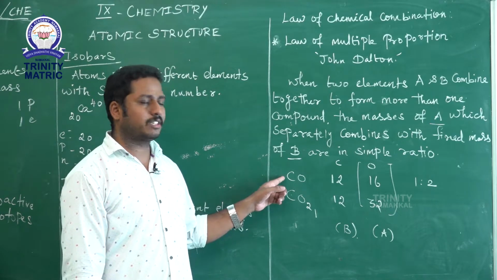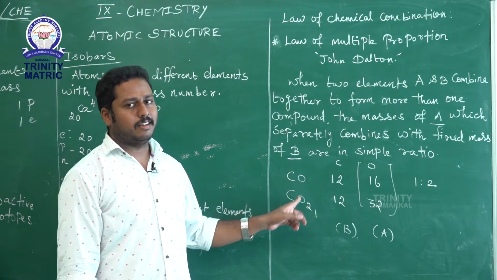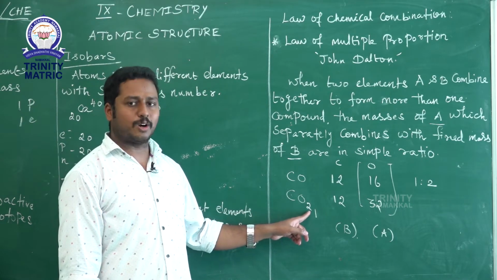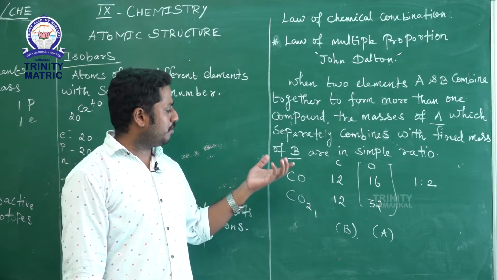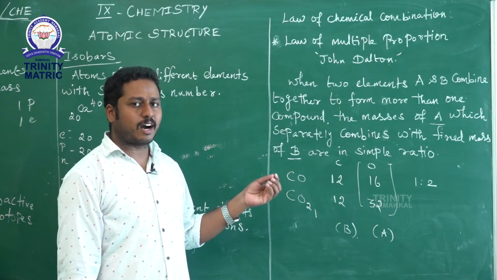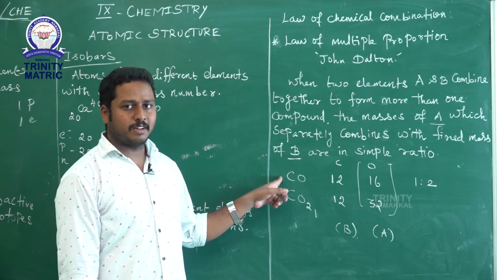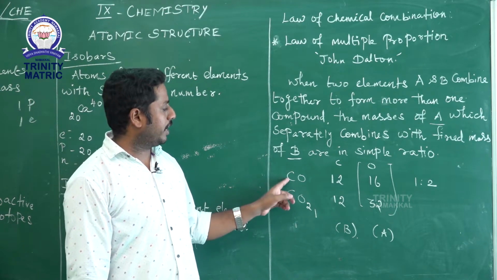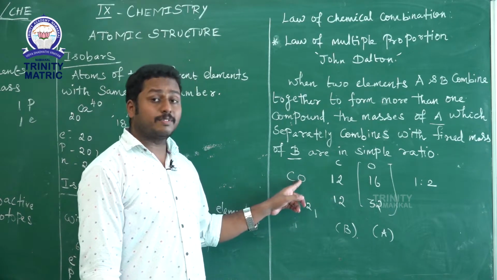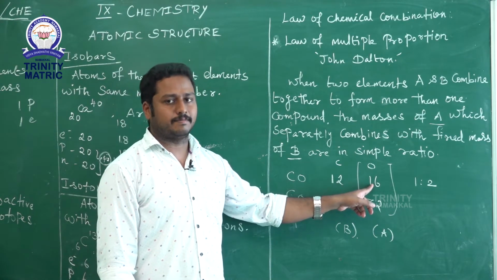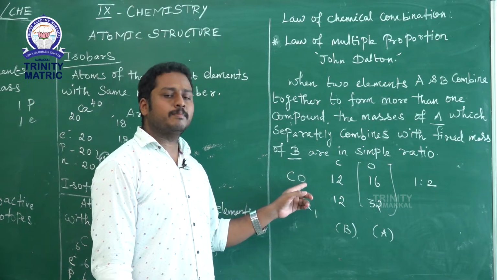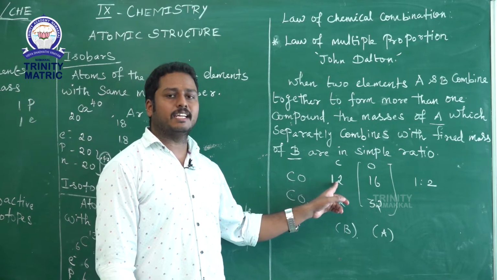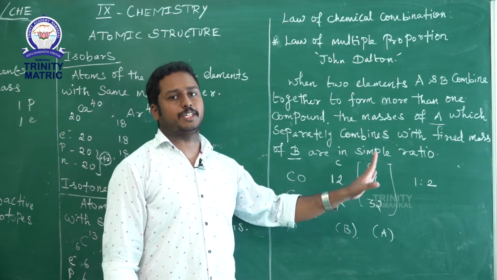Okay, it is the combination of the carbon and oxygen. The carbon dioxide is also the combination of the carbon and oxygen. Now, let us consider the mass of the carbon present in carbon monoxide. The mass of the carbon is 12, you know it. The mass of the oxygen is 16. So, in carbon monoxide, the carbon and oxygen are combined in the ratio of 12:16.